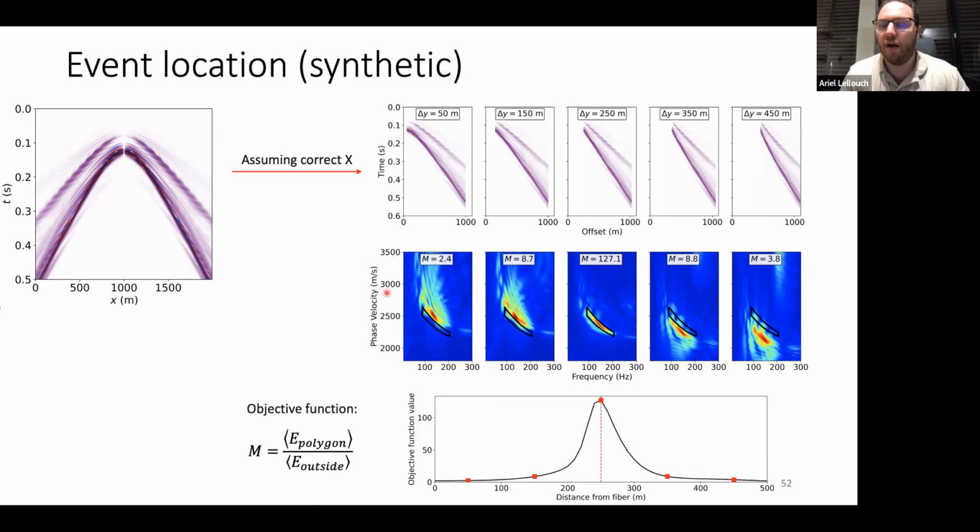And this is the dispersion images. Let's just look at those for sources at different distances from the array. So that's of course the right distance. You can see that things are roughly linear here. And if you look at the frequency and phase velocity of dispersion domain, you can see that the energy is focused right where it should be. Whereas if the location of the source is wrong, you can see that the energy is more smeared, and also it's not at the right portion of the spectrum. Then you can define some objective function and use that to locate the events. We just use the energy inside this zone we define divided by the energy outside, just so we correct for event magnitude and don't let it affect us.